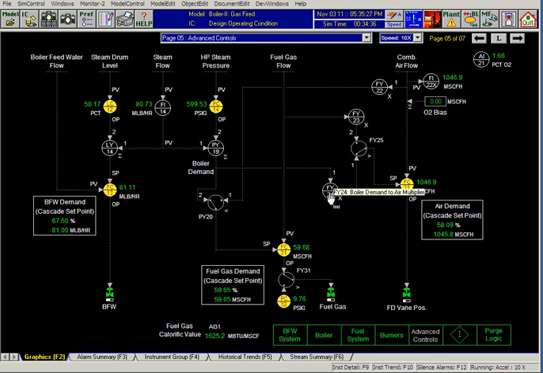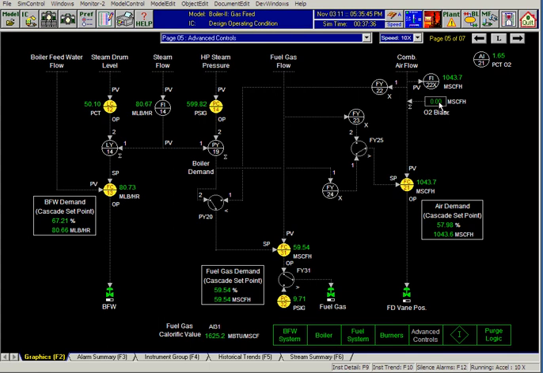Then the boiler demand signal gets converted to air demand. Again, you have a cross limit. So you have fuel gas, it converts fuel to air. That's the minimum air required for complete combustion. And so there is a high selector here, and then it becomes set point to the airflow controller.